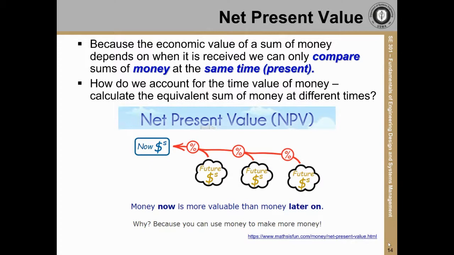So basically we use the term net present value, where we take all those future costs and convert them back to present dollars in order to determine how much our system is actually costing.